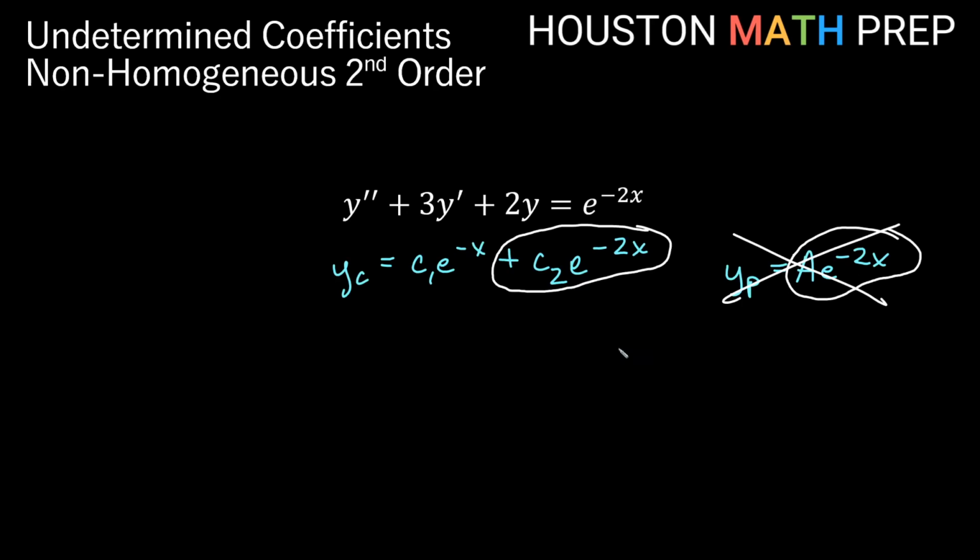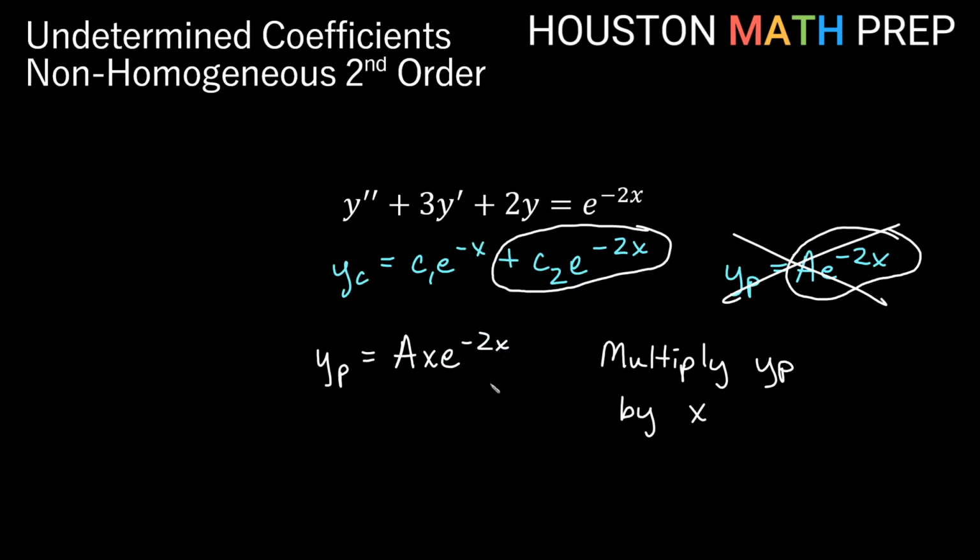Remember, when we run into this, what we'll do to actually create linear independence is we'll multiply our y sub p by x. And so our actual y sub p that we would choose would be actually ax e to the negative 2x, and we would then solve this problem going off of that y sub p.